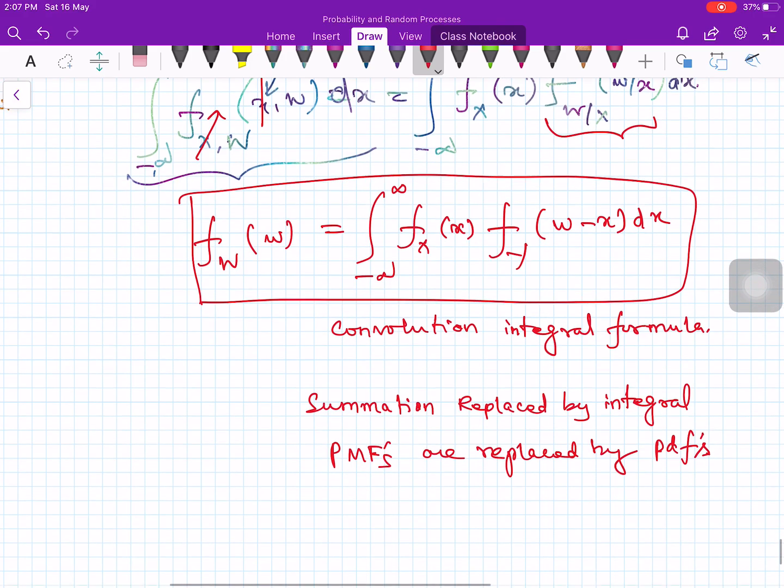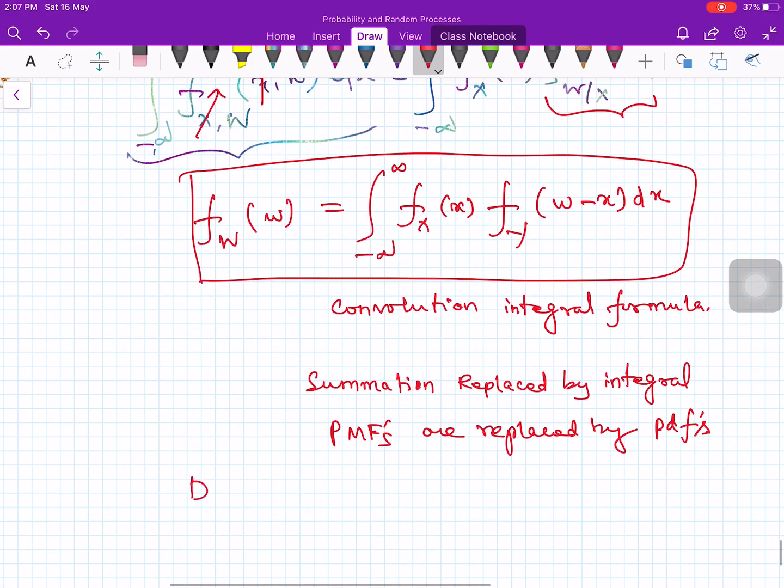In this lecture I have discussed discrete random variables and continuous random variables. First I derived the discrete case with an example, and then we moved on to the continuous random variable. Whenever you have two random variables and you want to find the distribution of their sum, you do the convolution. If it is a discrete random variable, take the convolution sum, and if it is a continuous random variable, you take the convolution integral.